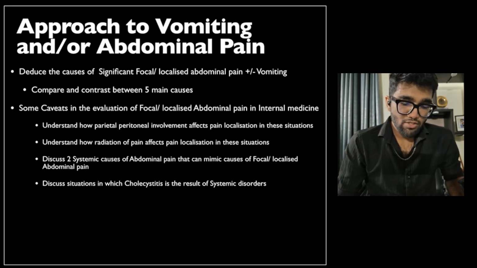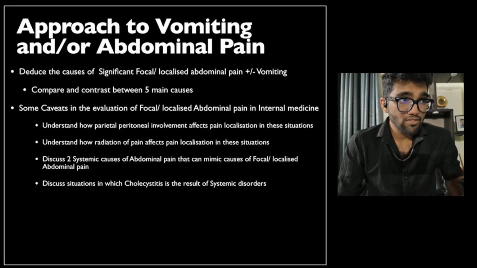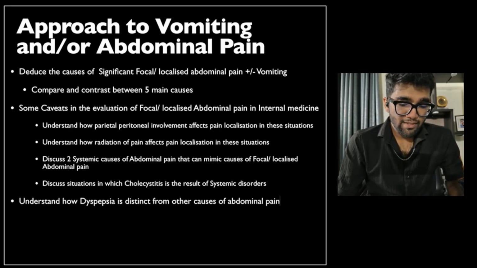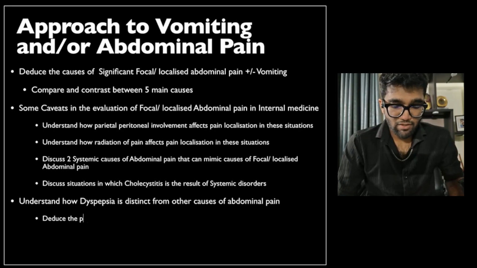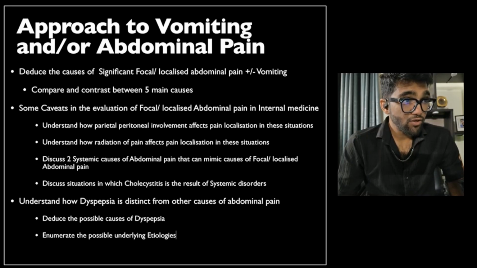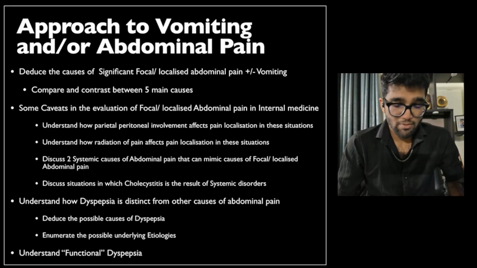We'll discuss situations in which cholecystitis is the result of systemic disorders. In particular, we'll be talking about how acalculous cholecystitis occurs in vasculitis. Then we'll try to understand what exactly is dyspepsia and how that relates to abdominal pain. And under that, we'll try to deduce the possible causes of dyspepsia. And then we'll try to enumerate the possible underlying etiologies of dyspepsia. And finally, we'll try to understand what we mean by the term functional dyspepsia.